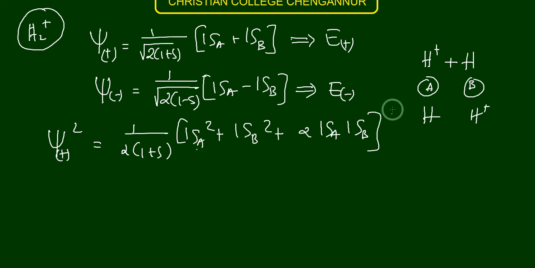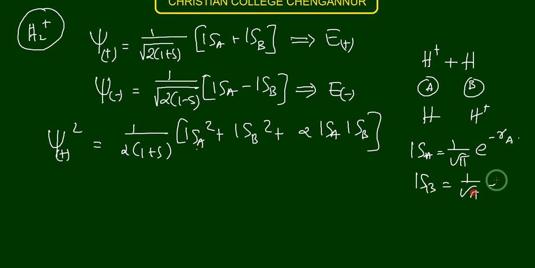So if we consider these two nuclei as the nuclei of two hydrogen atoms, 1s A is the orbital of A, and 1s B is the orbital of the hydrogen atom B. We already know that. And what is the expression for 1s A? 1s A is equal to 1 divided by root pi e raised to minus RA, and 1s B is equal to 1 divided by root pi into e raised to minus RB, where RA is the distance of the electron from the nucleus A, and RB is the distance of the electron from the nucleus B.